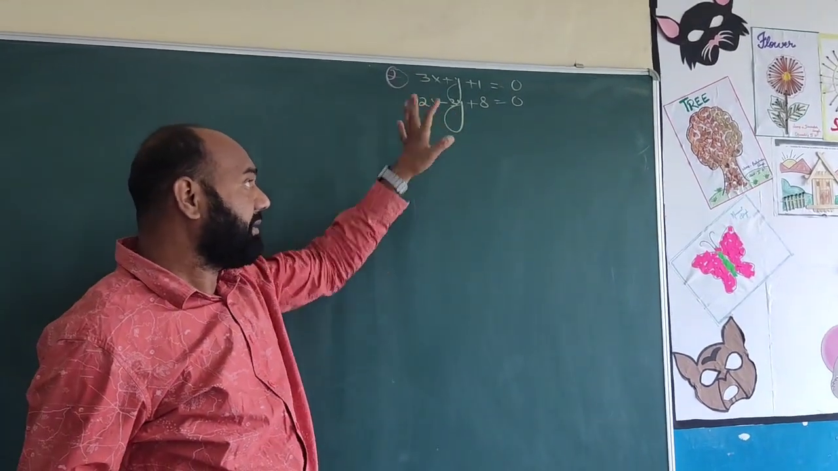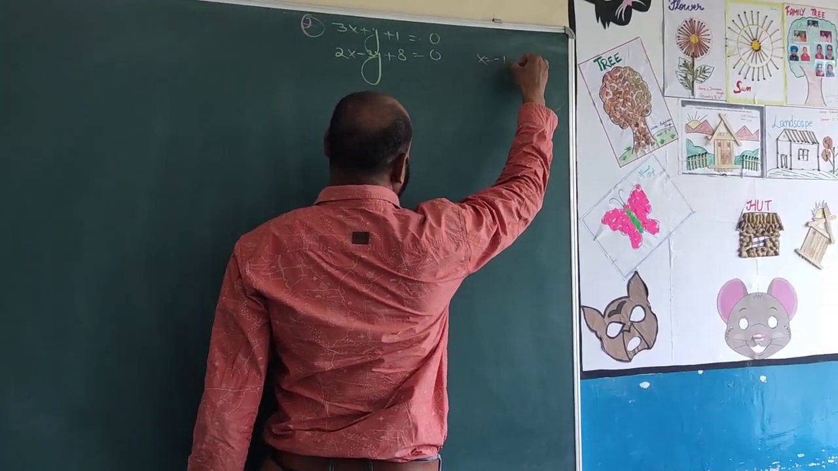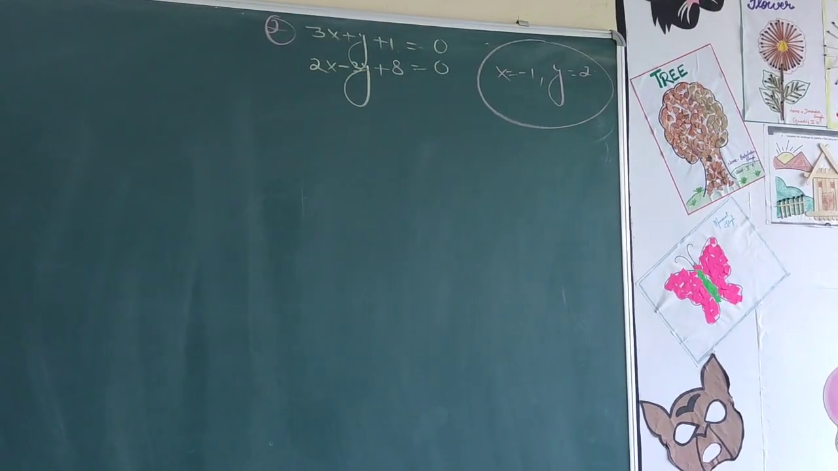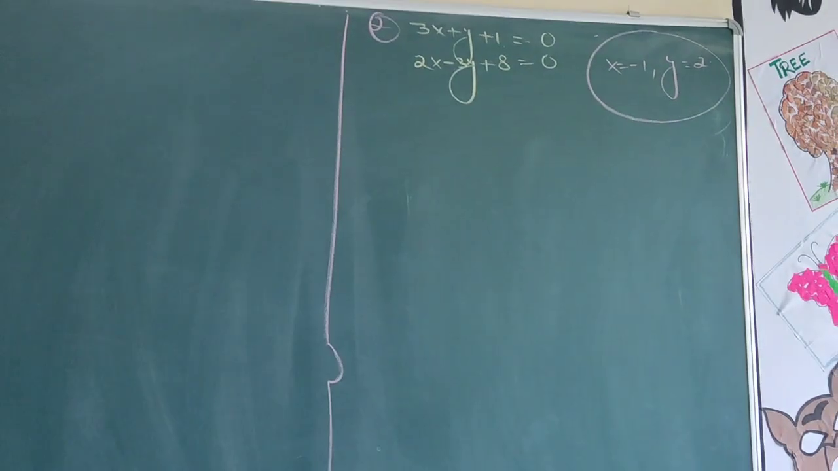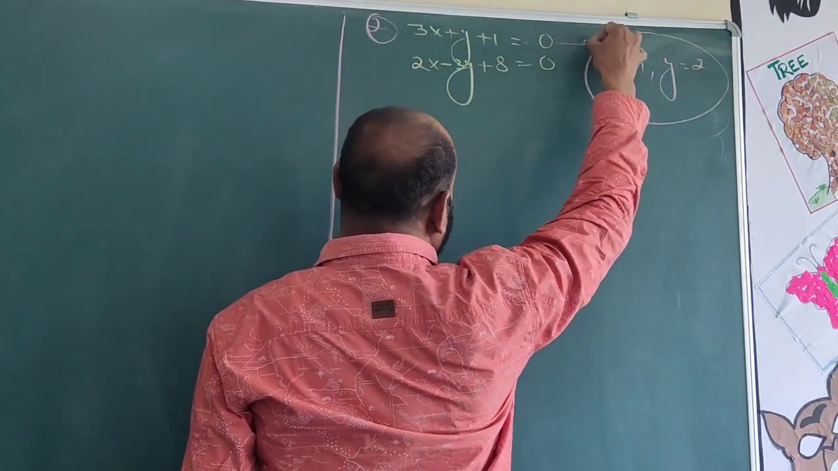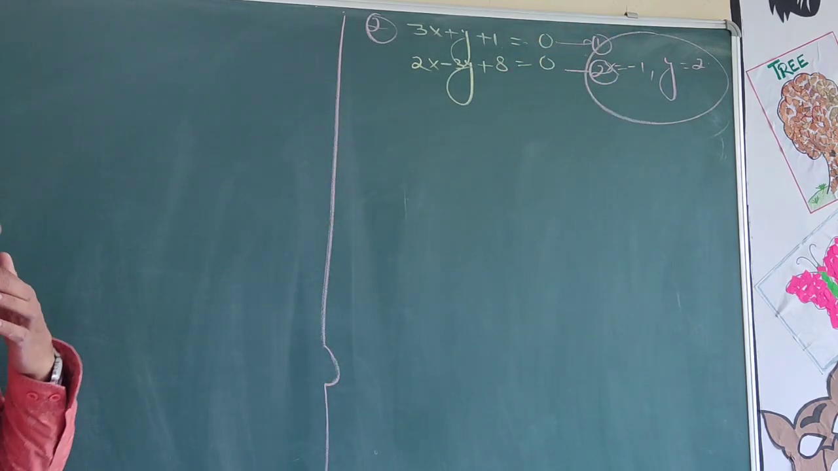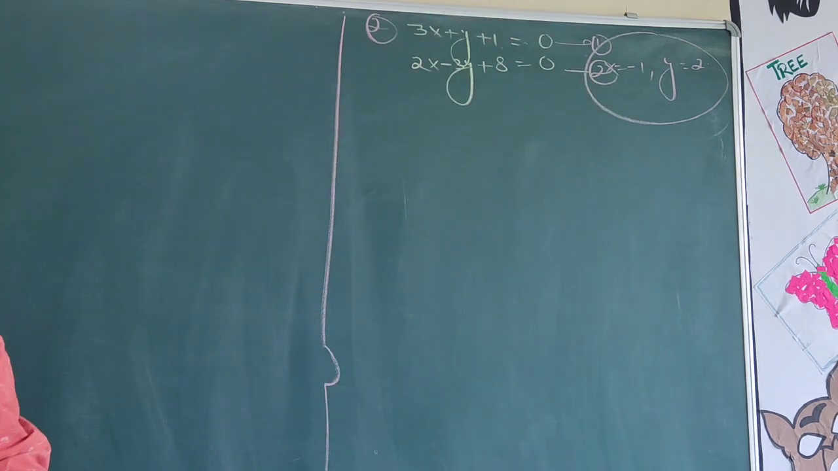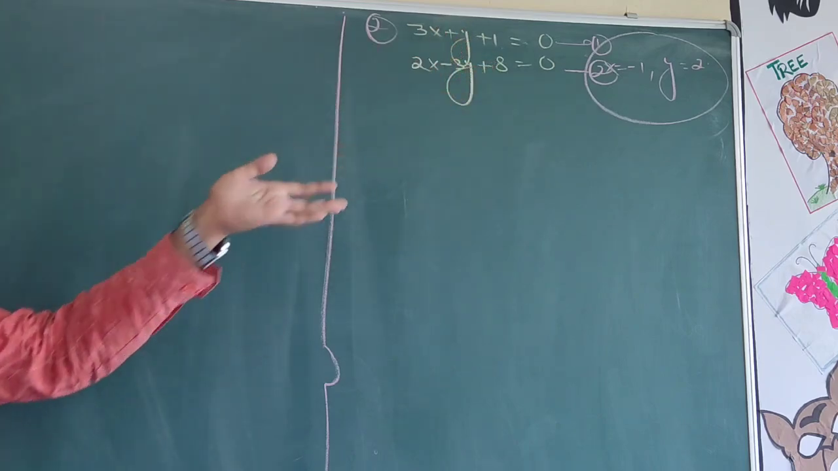We solved this question by a graphical method, and we get the value of x is -1 and the value of y is 2. Now we solve this example by the substitution method. According to the substitution method, we find the value of x or the value of y from any one of these two equations and put it in the other equation. Suppose we find the value of x from the first equation, then we put it in the second equation, or we find the value of x in the second equation, then we put it in the first. We can choose any one of these two methods.